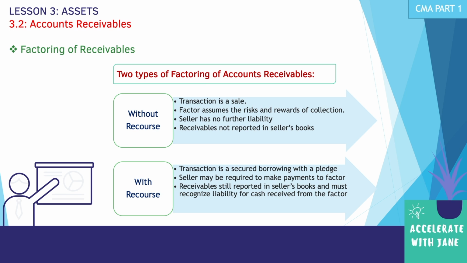Okay? On the other hand, factoring with recourse is the opposite of the first one. It's not a sale transaction. The transaction is simply a secured borrowing with a pledge. Here, you transfer the receivable. If I'm the company, it's my receivable, and I transferred it to the factor. I get money from the factor to speed up the collection, right? However, I'm still responsible for chasing my customers for the collection process.